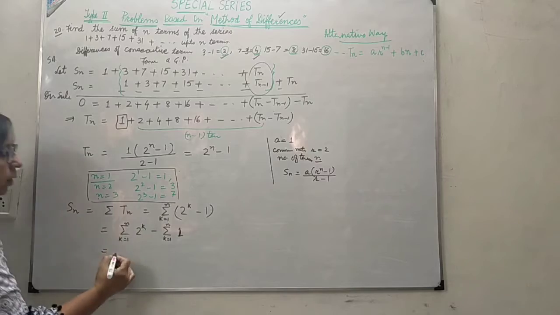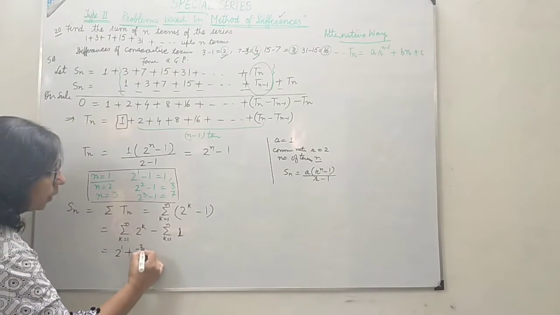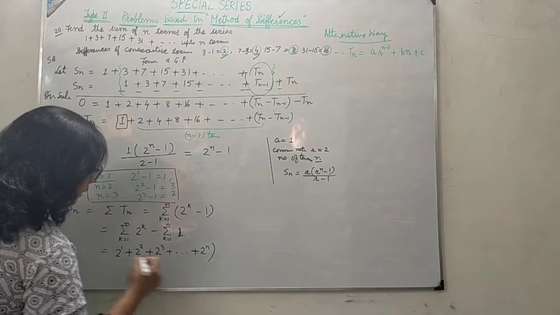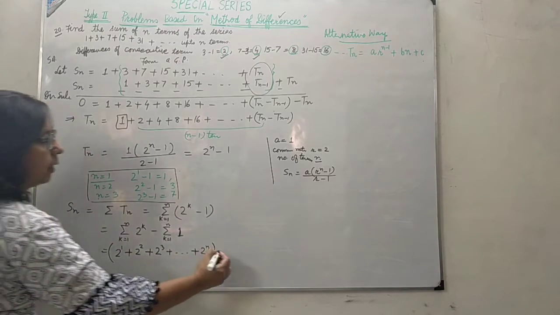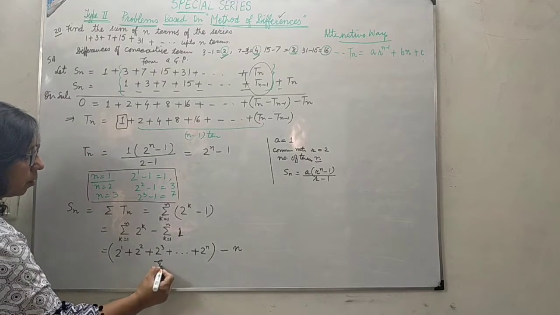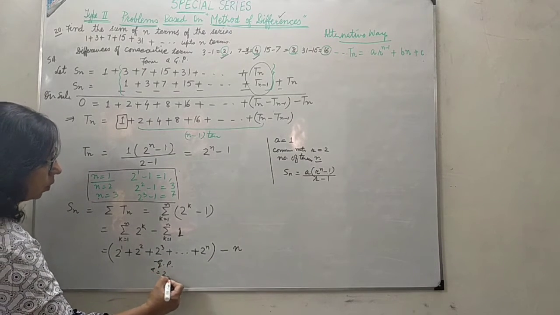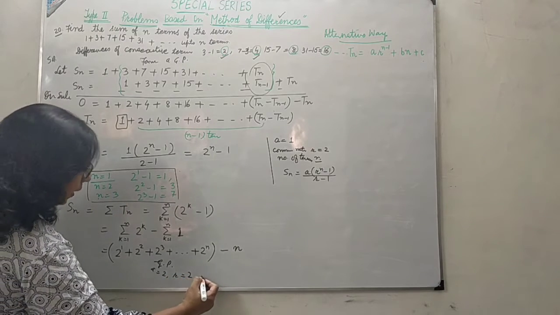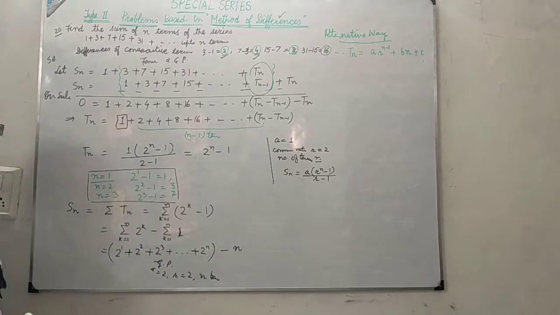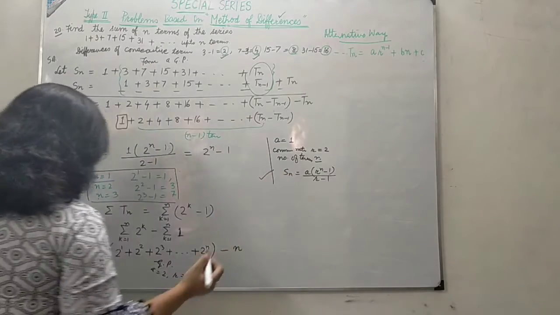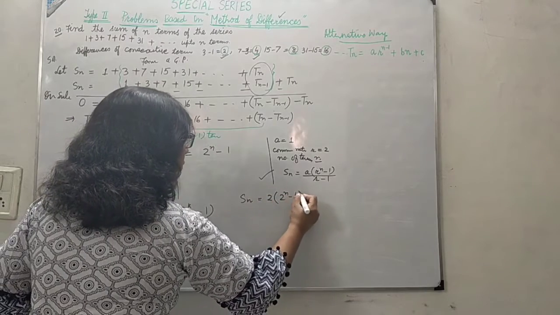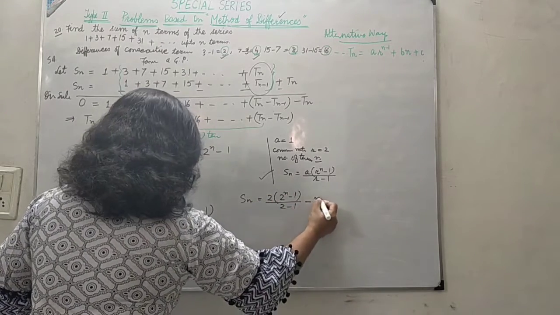Again this is 2 raised to power 1 plus 2 raised to power 2 plus 2 cube and so on, up till 2 raised to power n. If I simplify like this, the last term is n. So again it is a GP with first term 2, common ratio 2, and 1 to n terms are there. So again I apply the same formula and get the sum Sn as 2 into (2 raised to power n minus 1) upon (2 minus 1), minus n.